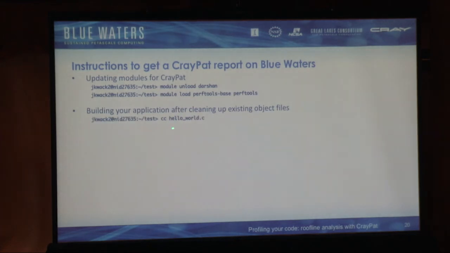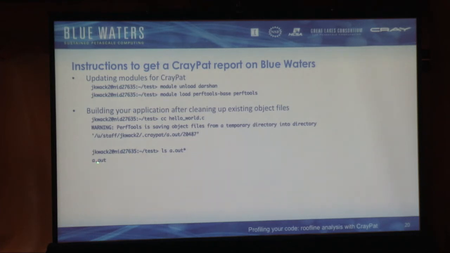I will show you a hello world example. It is compiled, and then you will see this kind of warning. It's not an actual warning. Then I have the a.out, which is the executable binary. Then you need to instrument your executable binary using pat_build. So I use pat_build -w a.out, and then you will have a.out+pat. In order to get the performance data, you have to use a.out+pat instead of your original executable binary.